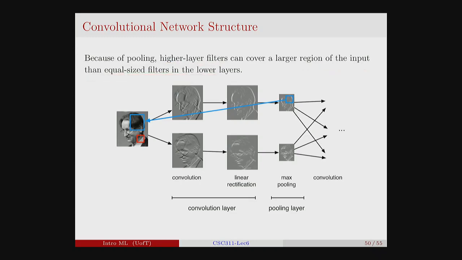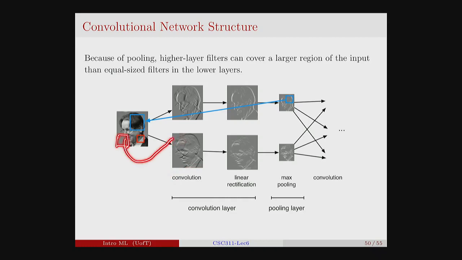What that's saying is that the sensitivity of a particular feature, a particular hidden unit in a higher layer after max pooling, is going to span a much wider region of the input image. Because remember, each of these feature maps in the first convolutional step might only cover a local region of the original image.